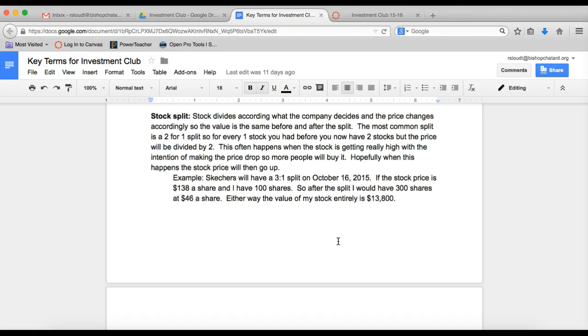So a 2-for-1 split means that for every one stock you had before the split, now you have two stocks. But now the price is also divided in two. So if you do the math, it doesn't really make a difference either way.